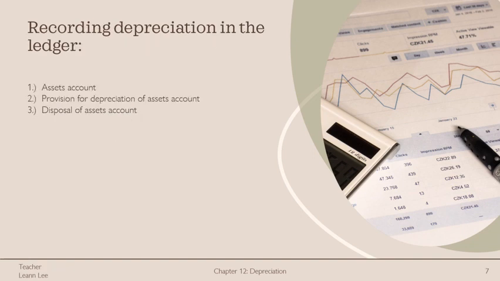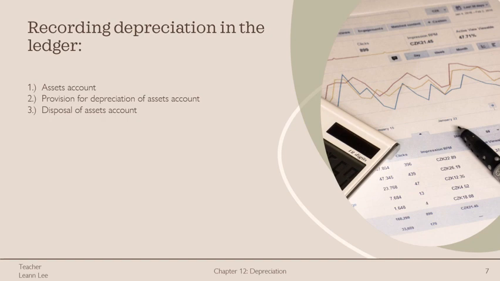Okay, recording depreciation in the ledger. All these things you have to prepare. Once you purchase a non-current asset, you have to open a T account for the non-current asset. Let's say your non-current asset is a computer. Then you draw a T, debit your computer account and credit your bank or cash book. This is the asset recording when you purchase a new NCA.